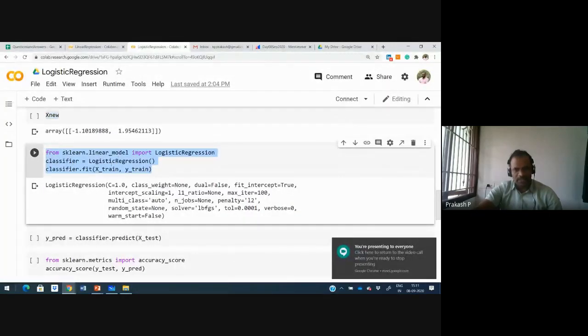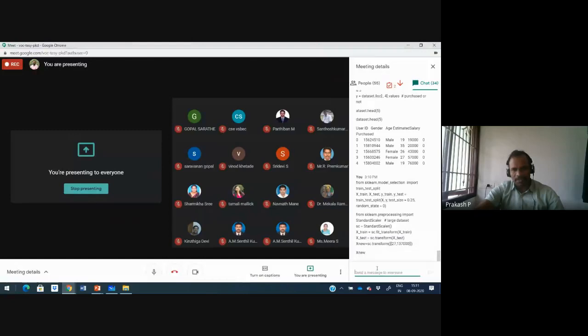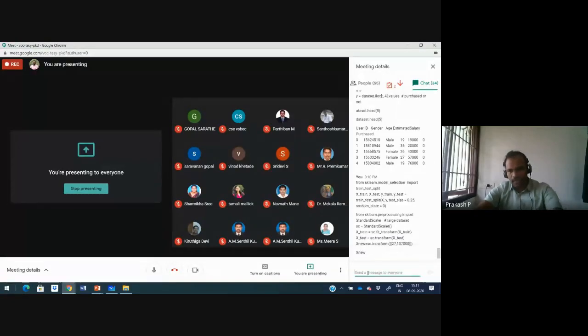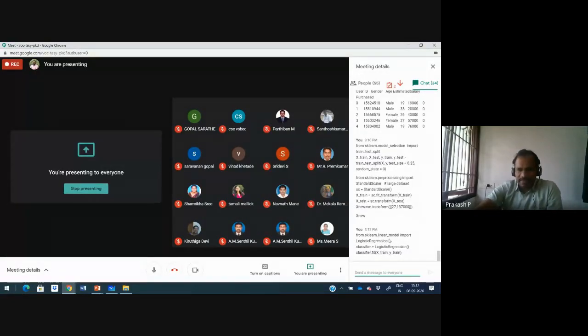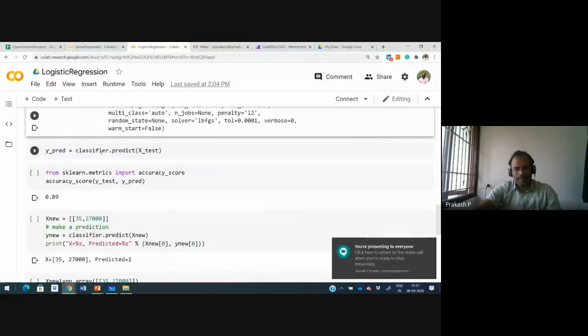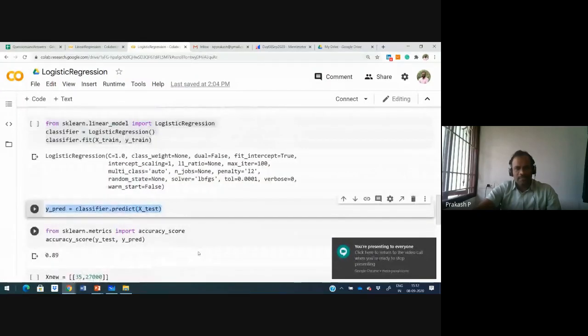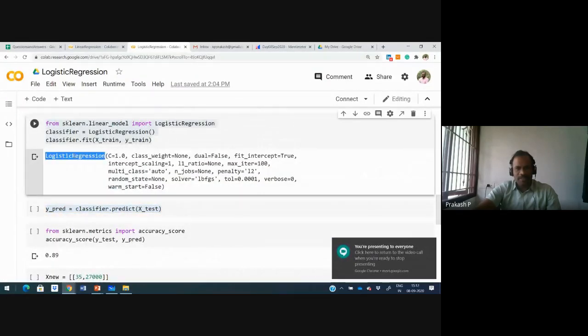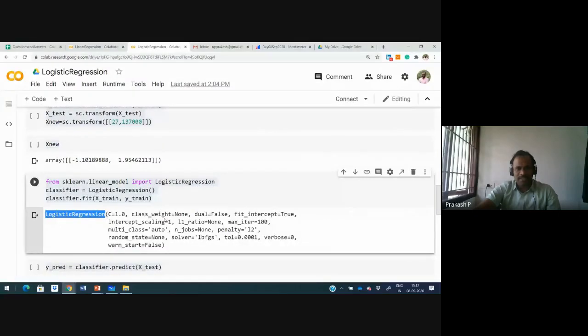So now we have to include the model. How to include the model is: import from scikit-learn linear model logistic regression. Then the logistic regression classifier.fit, you need to do it. Can you please find a model or display a model like what I have shown in the screen, logistic regression?